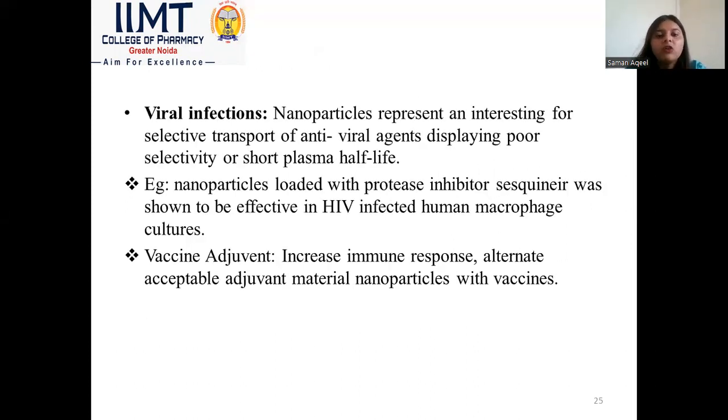In certain viral infections also, nanoparticles represent an interesting option for selective transport of antiviral agents displaying poor selectivity or short plasma half-life. Antiviral drugs having poor selectivity or short plasma half-life could be transformed into nanoparticles. For example, nanoparticles loaded with the protease inhibitor saquinavir were shown to be effective in HIV-infected human macrophage cultures. Vaccine adjuvant: nanoparticles with vaccine increase immune response, as an alternate acceptable adjuvant material.